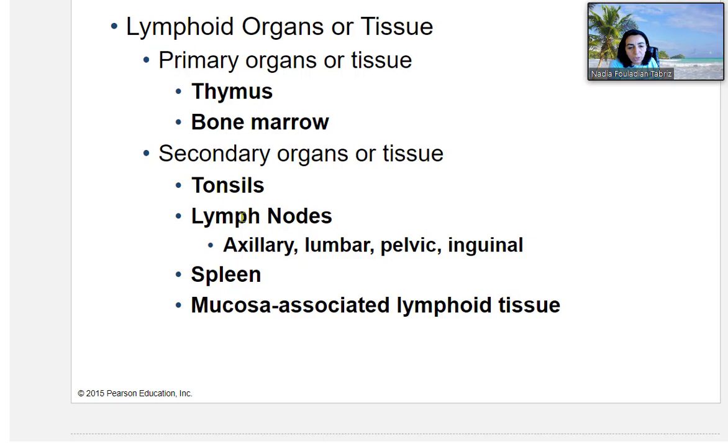So these all four are the secondary organs, and pay attention to the lymph node. We have different areas of the body. They have been named according to the area that they are located in, because these lymph nodes, as they are superficial, can be palpated. Therefore, during the examination, you can notice if they are tender, meaning that if they have been pushed, they make pain, right?